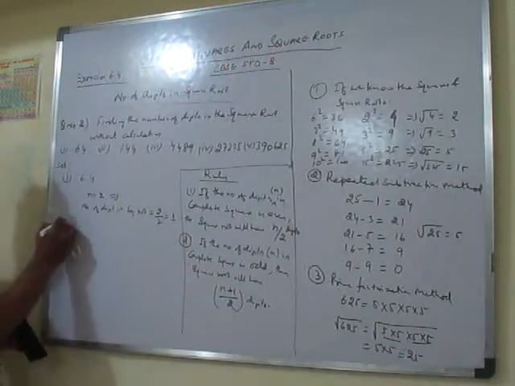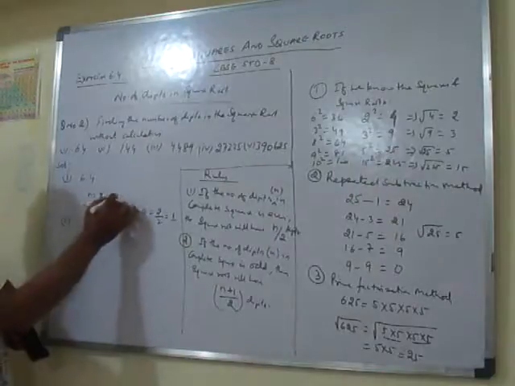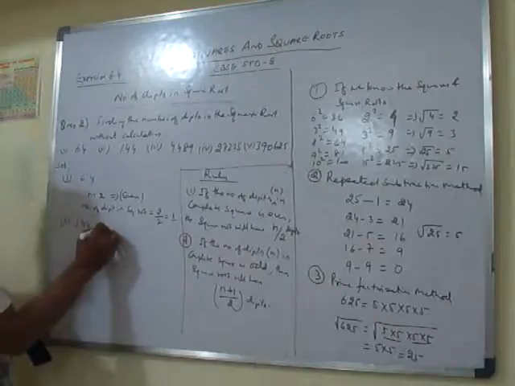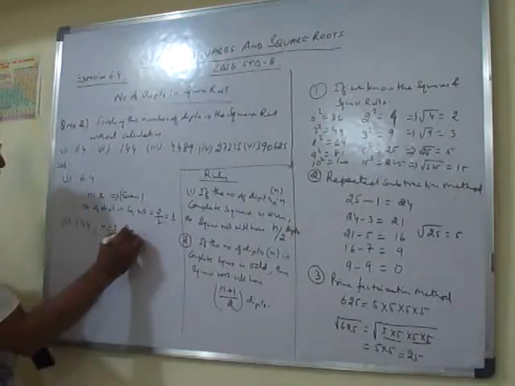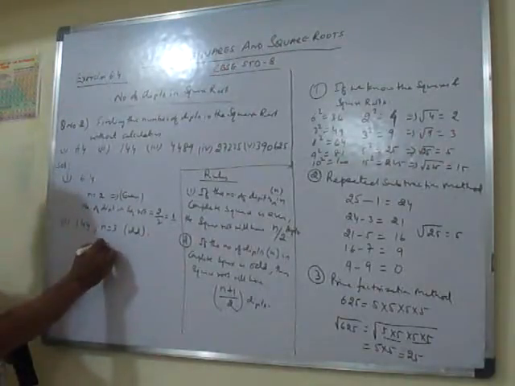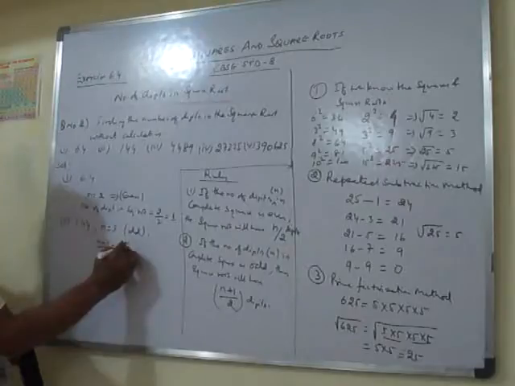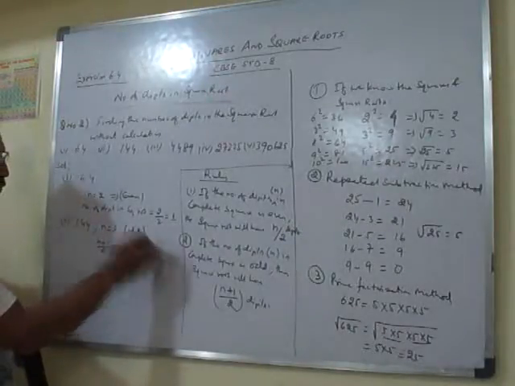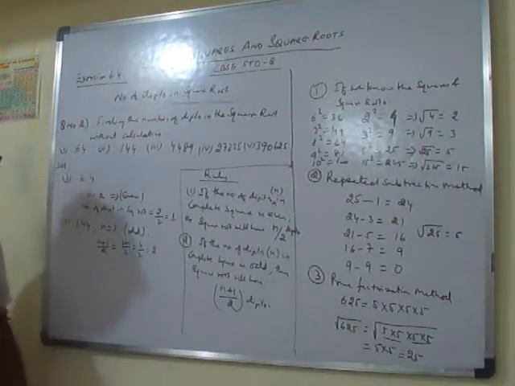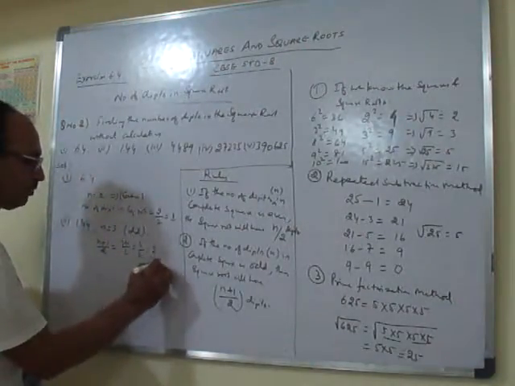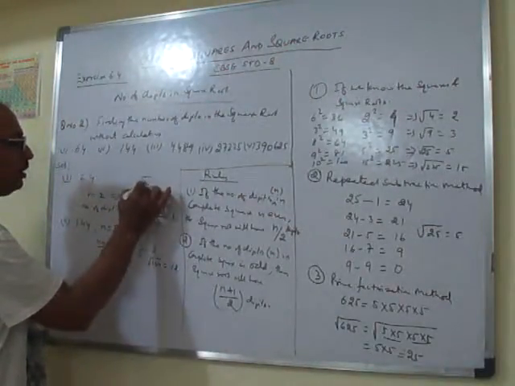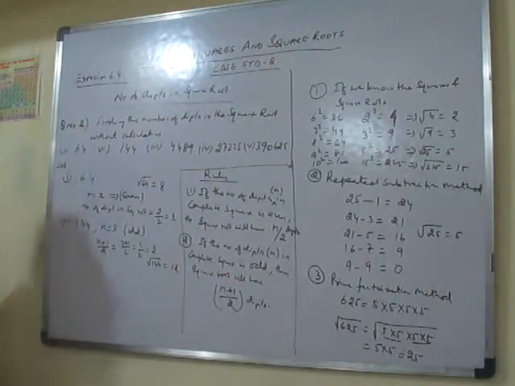Okay, second one. 144, in this case n is equal to 3. 3 is what? Odd. Then number of digits in the square root is n plus 1 by 2. So 3 plus 1 by 2, so 4 by 2 is equal to 2. So it will be having 2 digits. We know that root 144 is equal to 12. Here root 64 is equal to 8, so number of digits is 1.